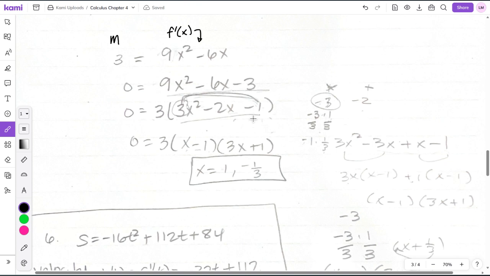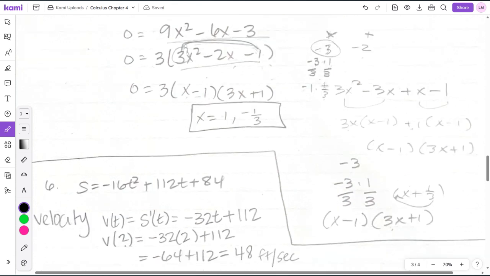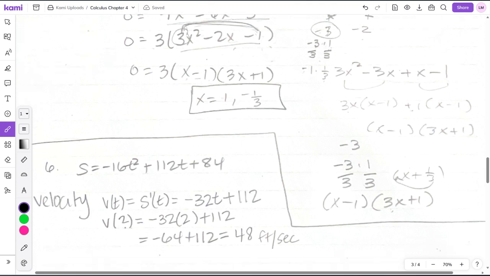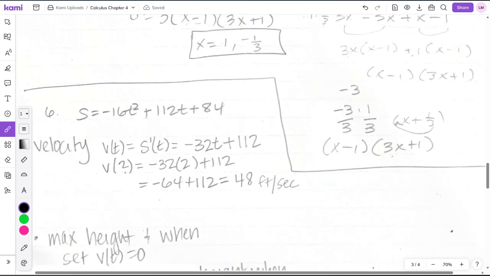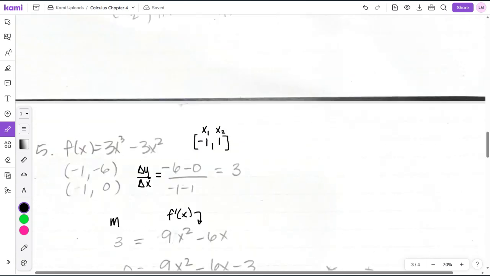There are 2 different ways to do this. You can do the AC method, multiply 3 times -1. I renamed the middle term and factored. You can also slide and divide, which means you take your factors and divide by what you multiplied by here. It doesn't really matter either way. Then I set these factors equal to 0, and I got 1 and -1/3. So those are the values. When x is 1 and when x is -1/3, I have a tangent line to the graph that has the same slope as 3.